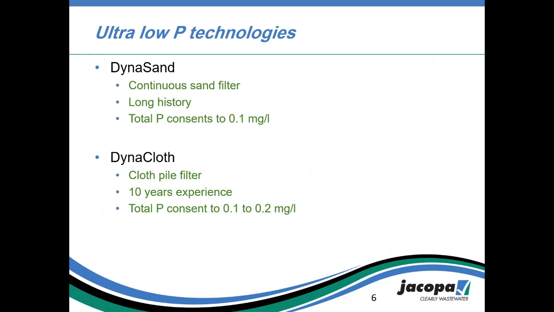Then I'll talk about the Dynacloth, which is a pile cloth media filter. We've got quite a significant range of experience of that, about 10 years, and again reaching very low P consents, 0.1 to 0.2 milligrams per litre, the sort of very low numbers we're looking at for the UK. Most of the experience for the Dynacloth was built up by the original Dyna, which is a South Korean company. Now that technology has been incorporated into the Nordic range and is now being manufactured in Sweden.